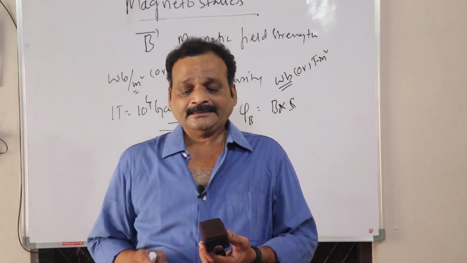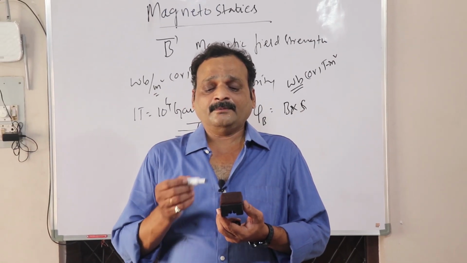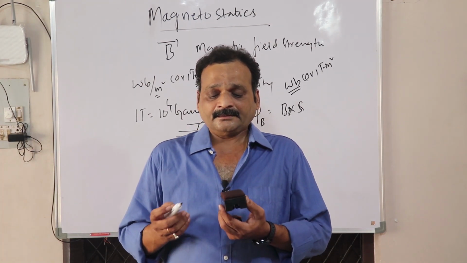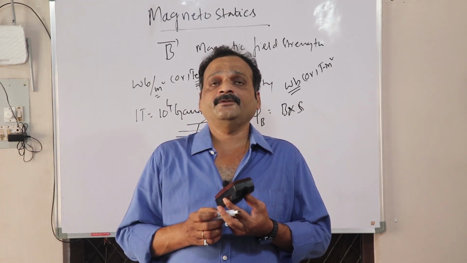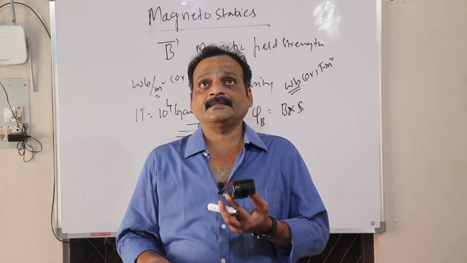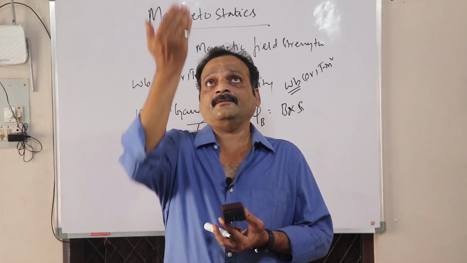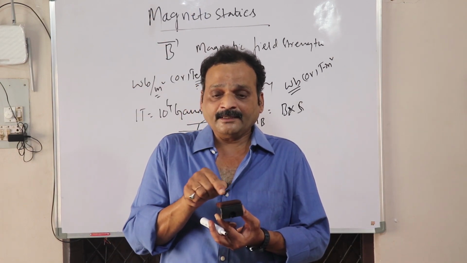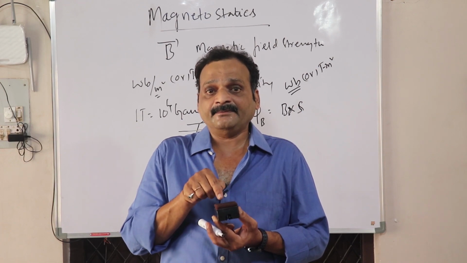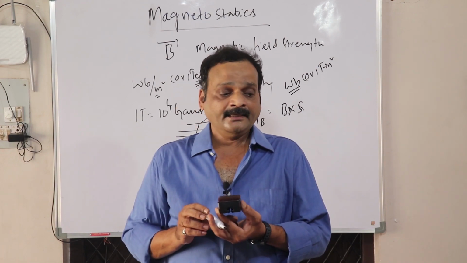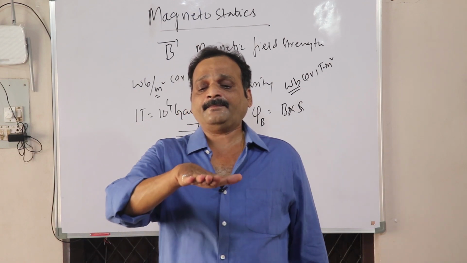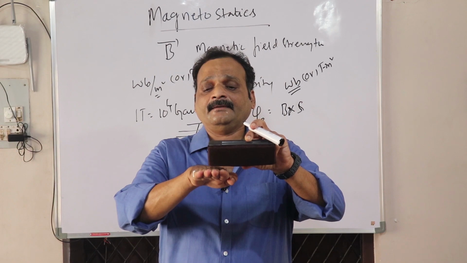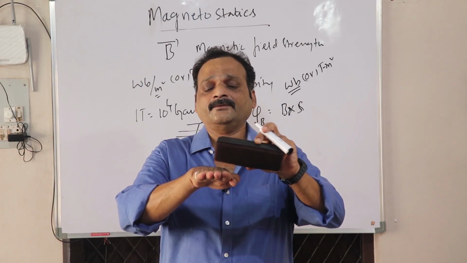Now phi B means B into area, I am saying. Let us see that now. Suppose in this room there is a uniform magnetic field of strength B which is vertically upwards. The number of lines of force passing through 1 square centimeter is, suppose, 20. If I put my palm here, per square centimeter of my palm 20 lines of force are passing through, so B equals 20 units.